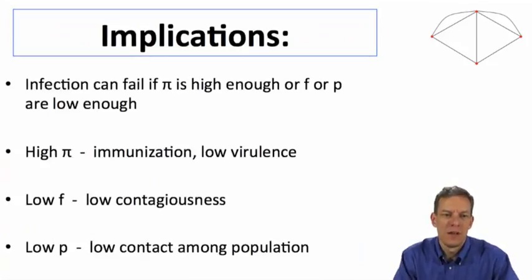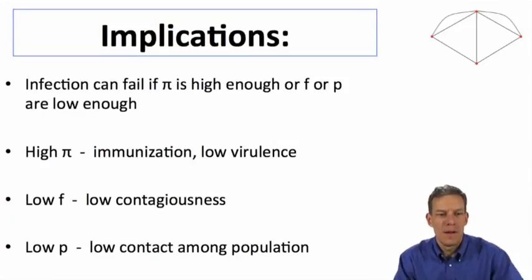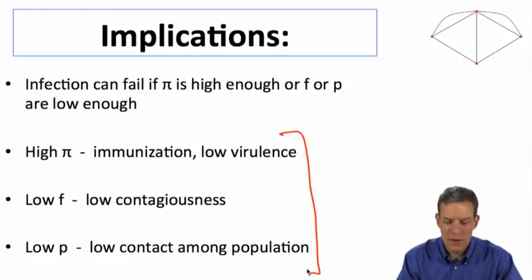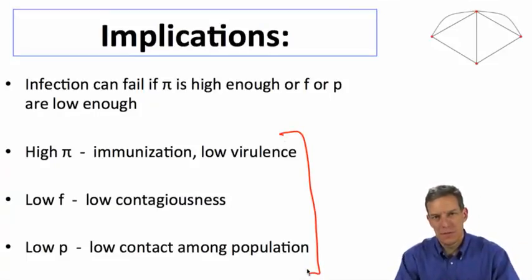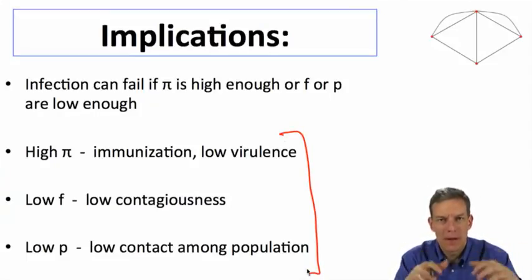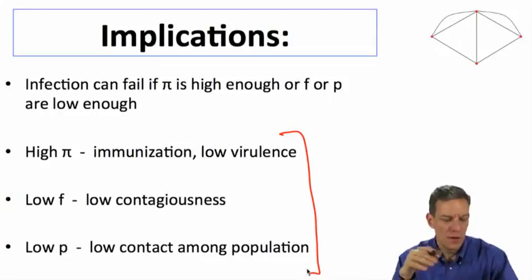So the implications: the infection can fail now if pi is high enough, or if f or p are low enough. That basically puts you below the 1. So high pi, high immunization; low f, low contagiousness of the process; low p, low contact among the population. You can think of these different modulations to what we had before, and that's going to affect the eventual process.